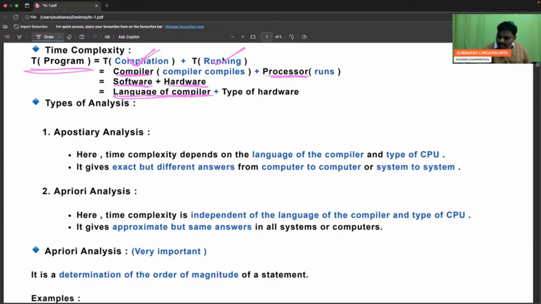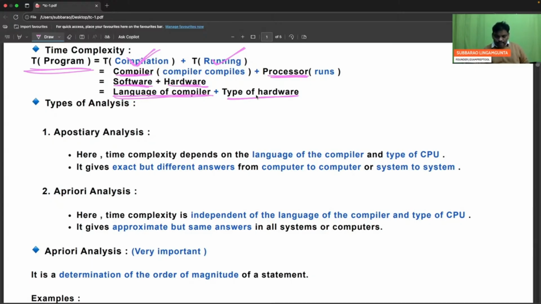Next, running time is based on the processor, which is the hardware. Suppose i5, let us say it will take 10 minutes. i7, it may take 8 minutes. i9, it may take 5 minutes. So type of processor matters. M5, M7, M9 maybe. Different types of processors are available, so type of hardware matters. So time complexity is based on the language of the compiler and the type of hardware, the type of CPU.